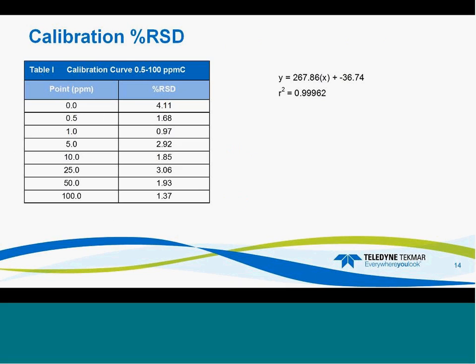For R squared, it's 0.99. The RSDs are beautiful here, all well below 5%. And the low-level points even look good. The 0.5 and the 1 are below 2% RSD. And that's what's important, that we can have a calibration range that looks good on the low end and is looking good on the upper end with low percent RSD.